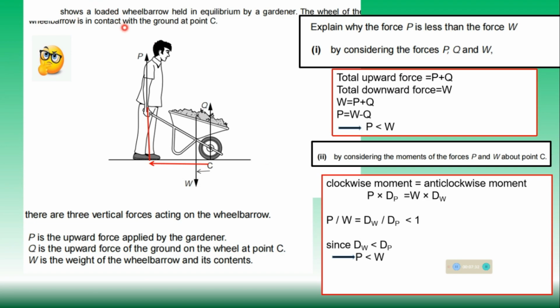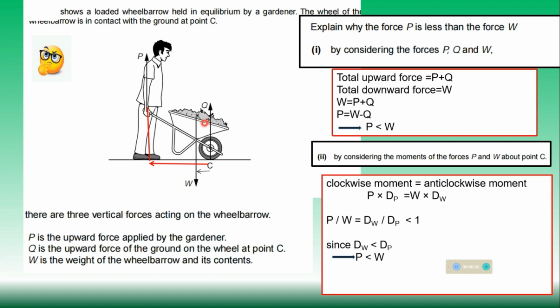This figure shows a loaded wheelbarrow held in equilibrium by a gardener. The wheel of the wheelbarrow is in contact with the ground at point C. There are three vertical forces acting on the wheelbarrow. P is the upward force applied by the gardener. Q is the upward force of the ground on the wheel at the point C. W is the weight of the wheelbarrow and its contents. Explain why the force P is less than the force W by considering the forces P, Q and W.